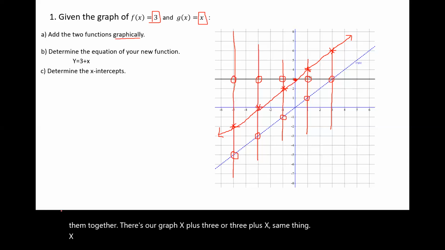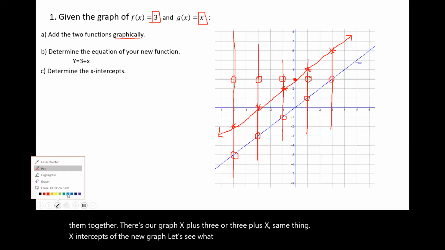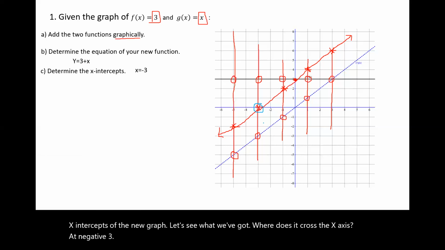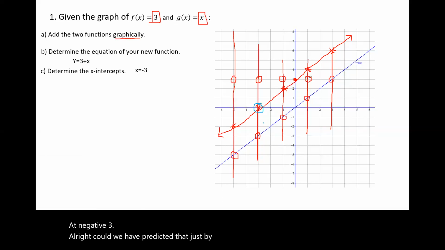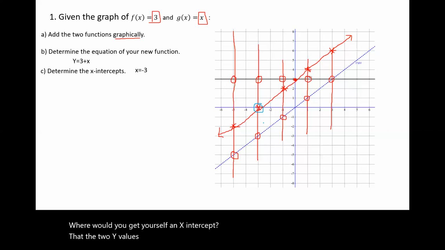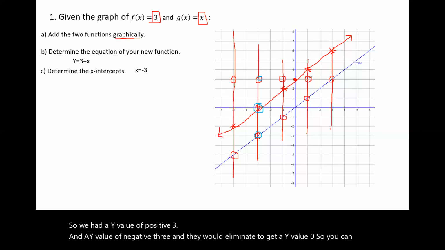X-intercepts of the new graph. Let's see what we've got. Where does it cross the x-axis? At -3. All right, could we have predicted that just by looking at the graphs of the original functions? Where would you get yourself an x-intercept? Anywhere that the two y values are opposites. So we had a y value of +3 and a y value of -3, and they would cancel to get a y value of 0. So you can predict your x-intercepts ahead of time.